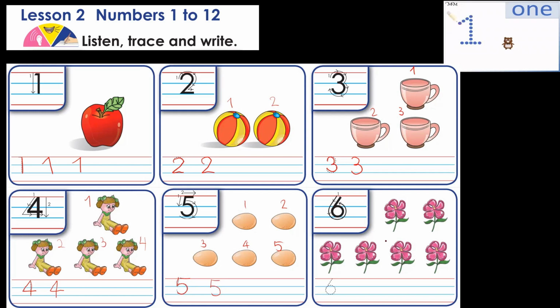Very good. So now let's look at the last picture. What are these? These are flowers. How many flowers are there? 1, 2, 3, 4, 5, 6. Perfect. Let's write down 6 flowers. Okay, very good.